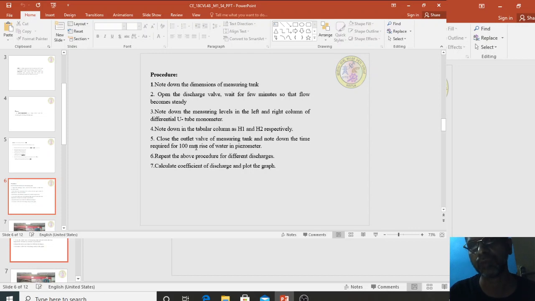Coming to the procedure part, the first step is to note down the dimensions of the measuring tank. We will have a measuring tank, and that tank's L and B, I will show you in the next slide, we have to measure and record. Open the discharge valve, wait for a few minutes so that the flow becomes steady. The moment you open it, there will be air bubbles, and those air bubbles will not let the flow become steady. If you leave it for some period, the release of all the air bubbles will make the flow become steady.